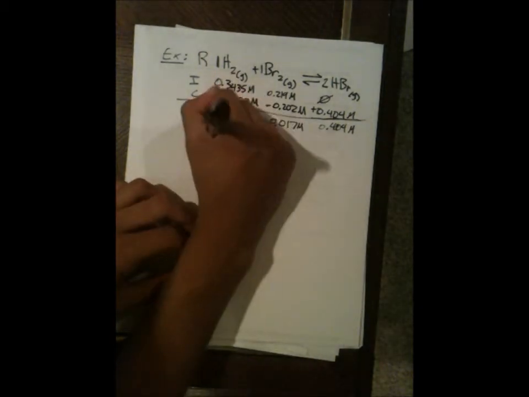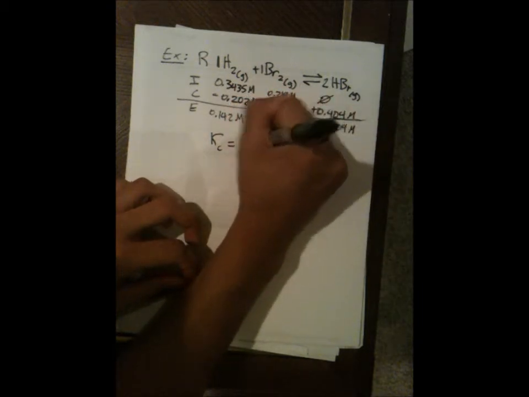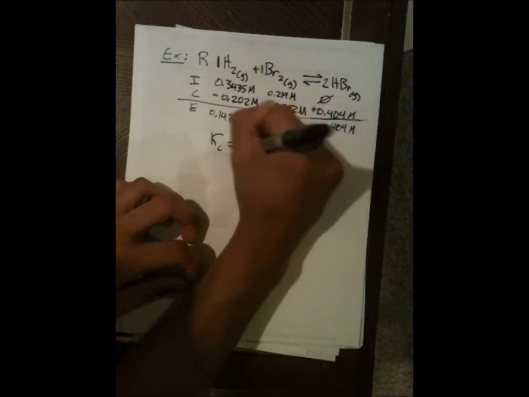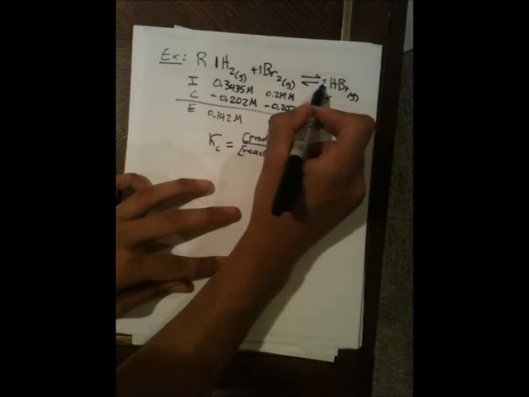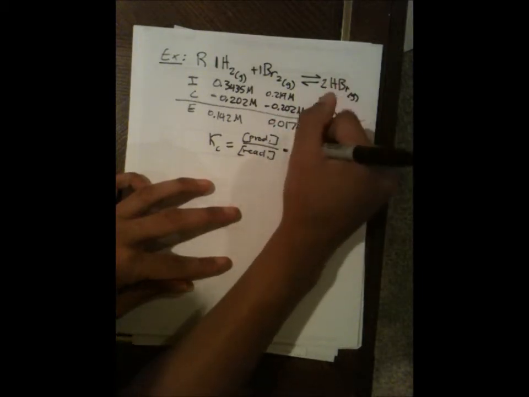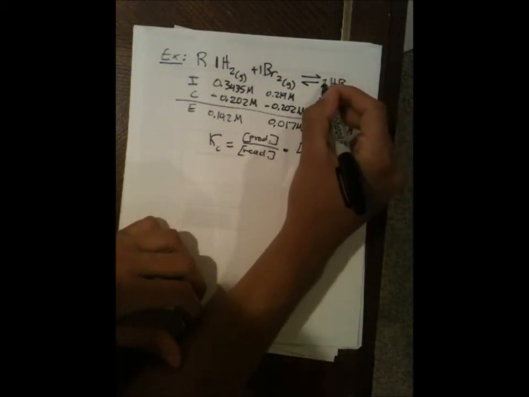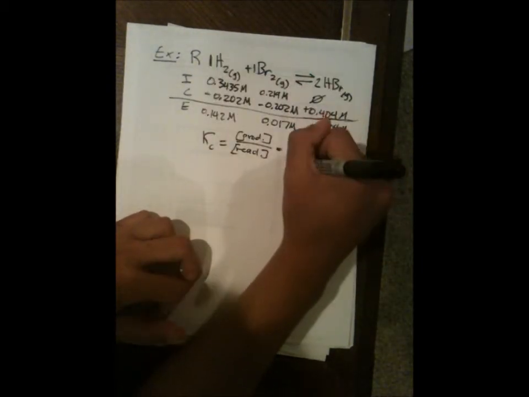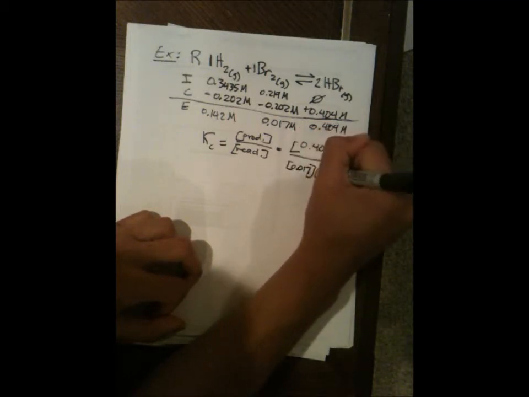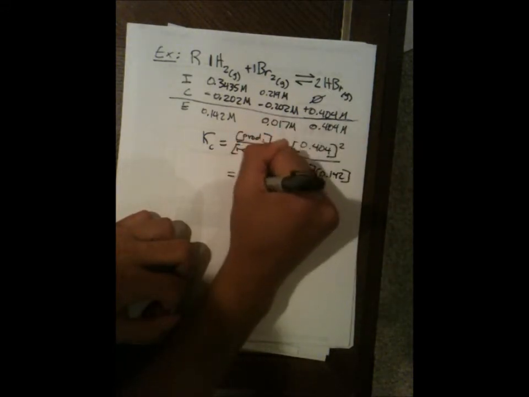Okay, now you have the equilibrium concentrations. What can you do? Put them in the equilibrium constant expression. Kc is products over reactants. Careful, there is a coefficient, so you must square the product concentration. So you get 0.404 squared because of the coefficient, over reactants are just 1, so you don't have to square anything. 0.017 molar and 0.142 molar. And Kc equals 67.6.